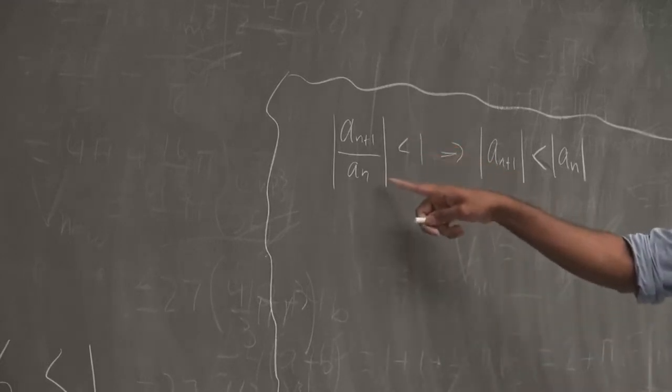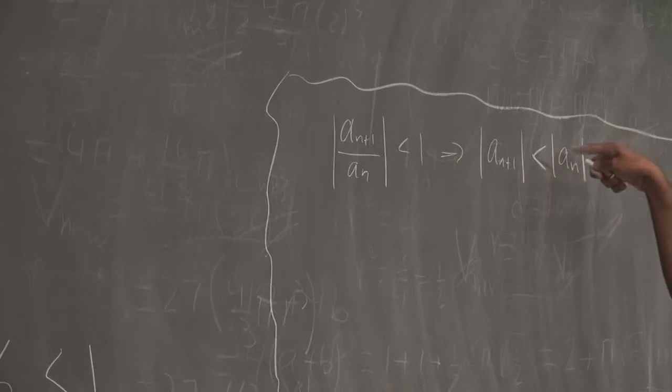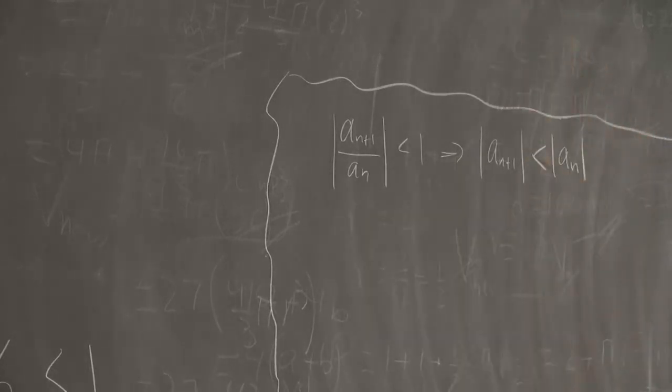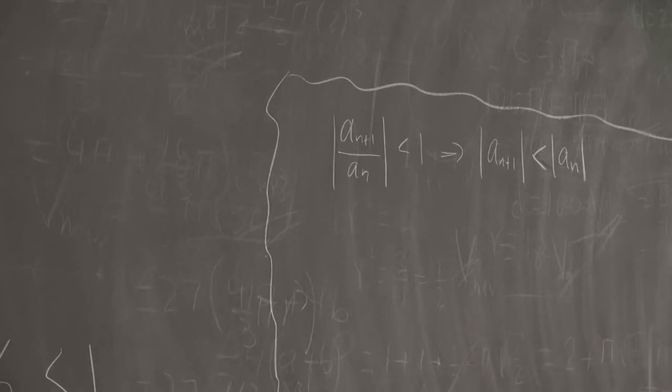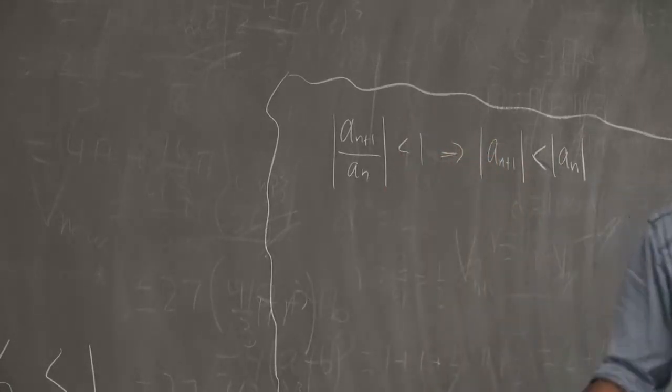If you're bigger than 1, it would mean that each term is bigger than the previous term, so your terms are actually growing. So you're definitely divergent in that case. And if you're equal to 1, it means the growth rates are sort of similar. It's sort of constant, so it doesn't really do anything. This guarantees that it's decreasing. And we need some more information to know if it's decreasing fast enough, but that's basically the idea.